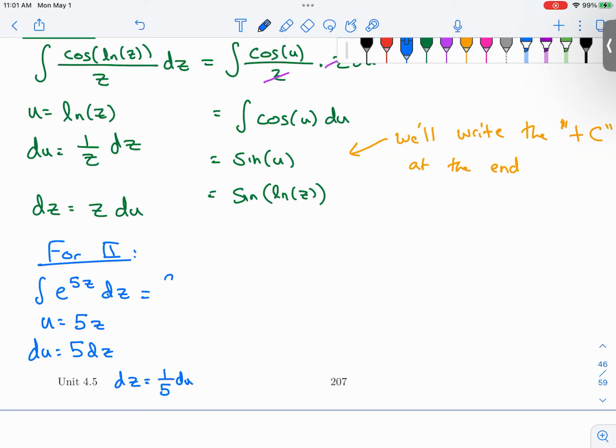So this becomes the integral of e to the u times 1/5 du. But the integral of e to the u is itself. So this becomes 1/5 e to the u plus, or we'll leave the plus c until the very end. And then that's 1/5 e to the 5z.